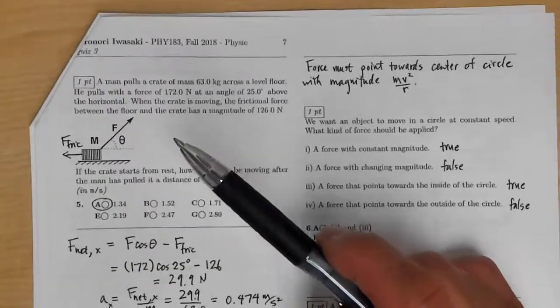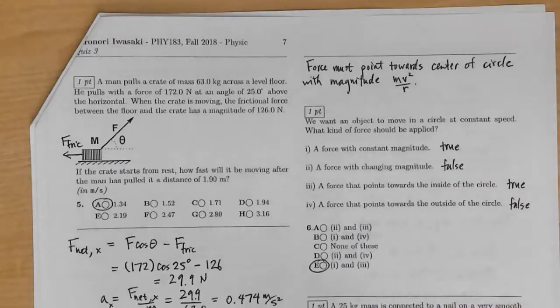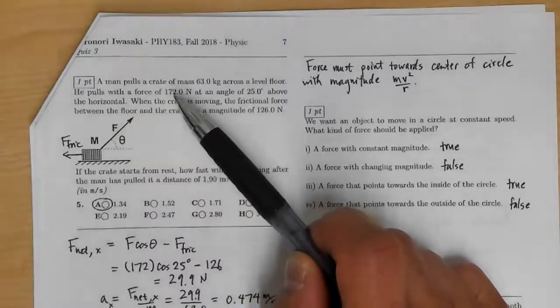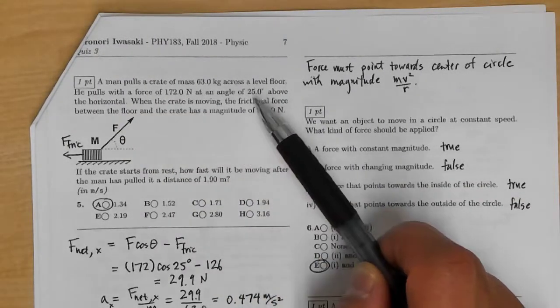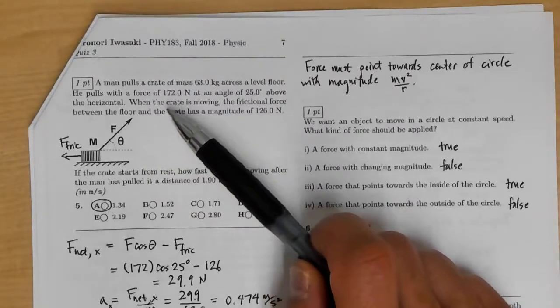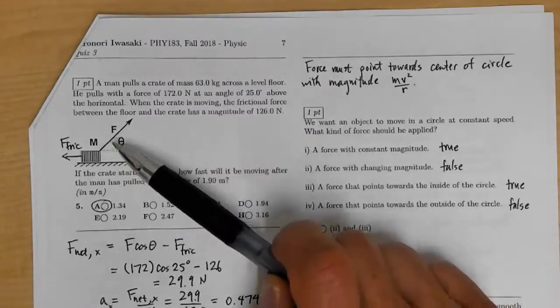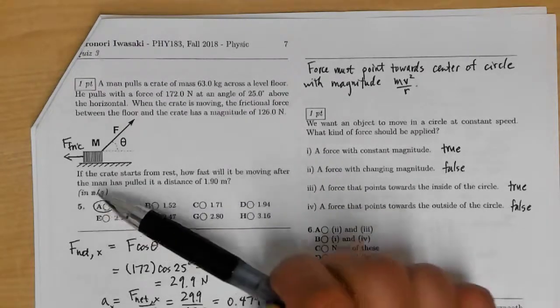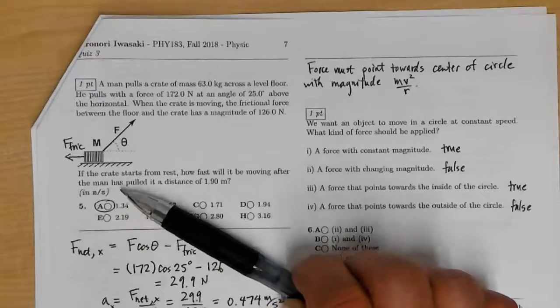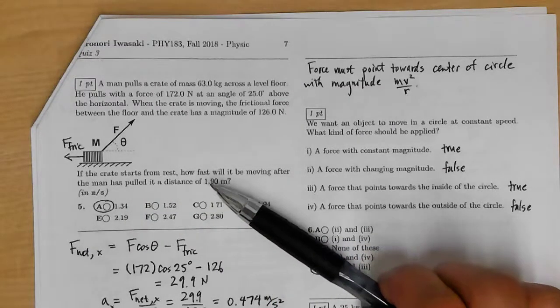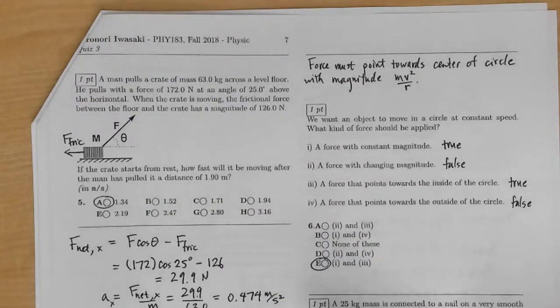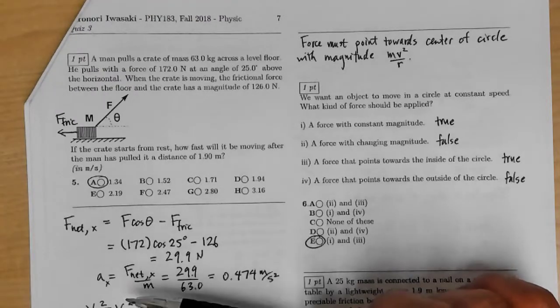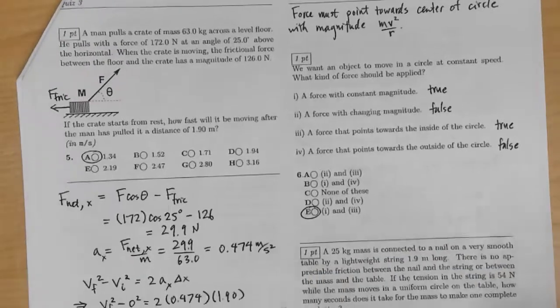A man pulls a crate of mass 63 kilograms across a level floor. He pulls with a force of 172 newtons at an angle of 25 degrees above horizontal. When the crate is moving, the frictional force between the floor and the crate has a magnitude of 126 newtons. If the crate starts from rest, how fast will it be moving after the man has pulled a distance of 1.90 meters? The idea is we're going to get the acceleration. This will be a constant acceleration problem, and then we can calculate how fast it's going at the end.